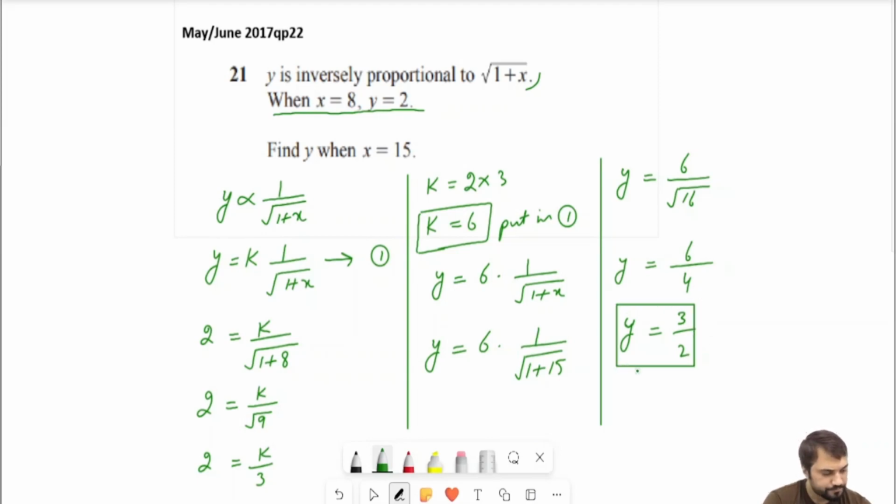You can also write it in decimal form. 3 divided by 2 is equal to what in decimal form? 1.5. So y is equal to 1.5 is also the answer. It's up to you. Both are correct.